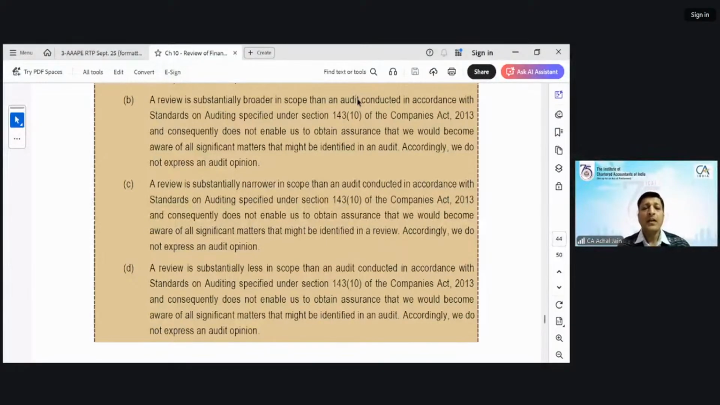So let's read C. A review is substantially narrower in scope than an audit and consequently does not enable us to obtain assurance that we would become aware of all the significant matters that might be identified in a review. Accordingly, we do not express an audit opinion. D. Review is substantially less in scope than an audit and consequently does not enable us to obtain assurance that we would become aware of all the significant matters. So effectively, if you look at C and D, the only difference is what? A single word. In C, it says narrower. In D, it says less. We have discussed that clearly A and B are incorrect. So which of these options you think will be the correct one?